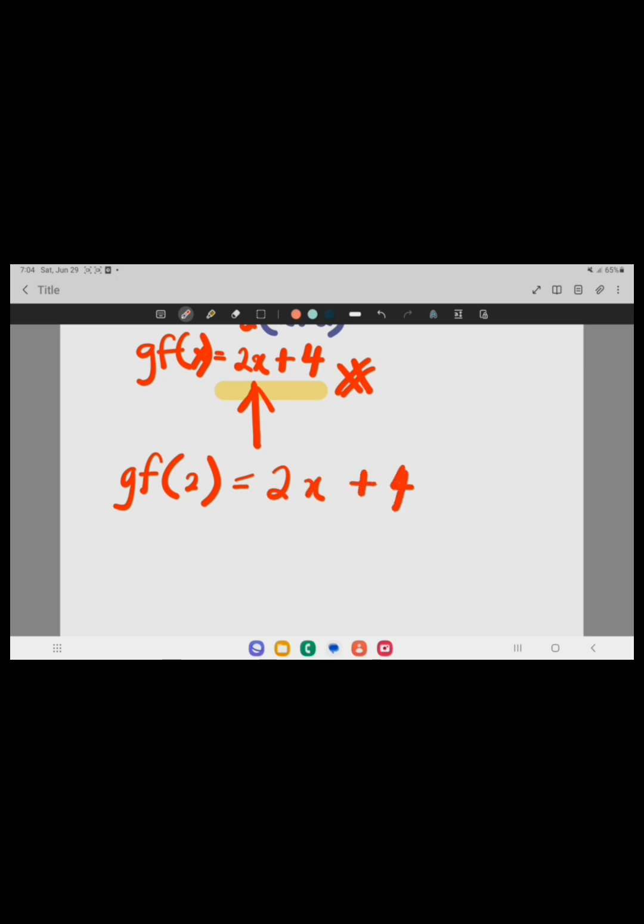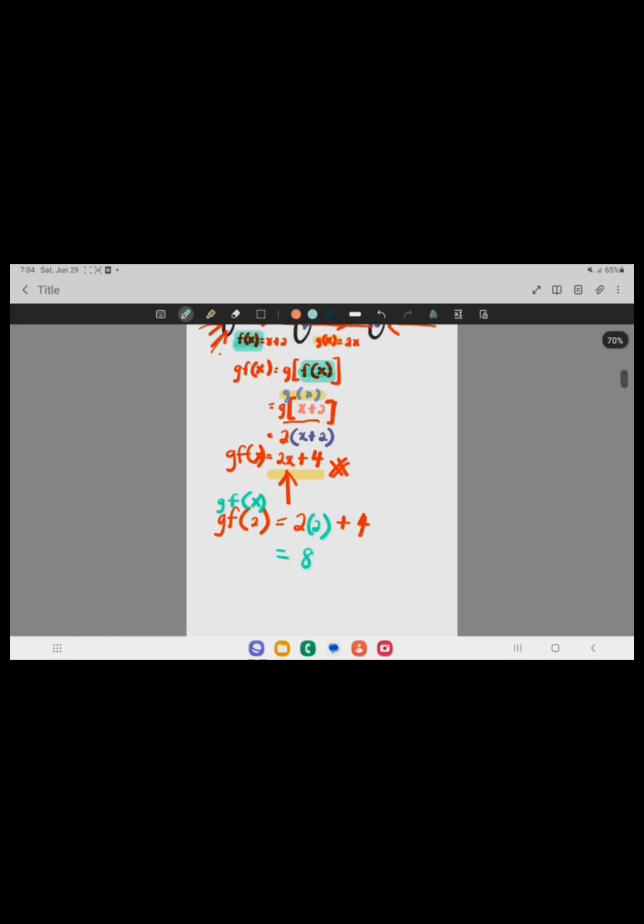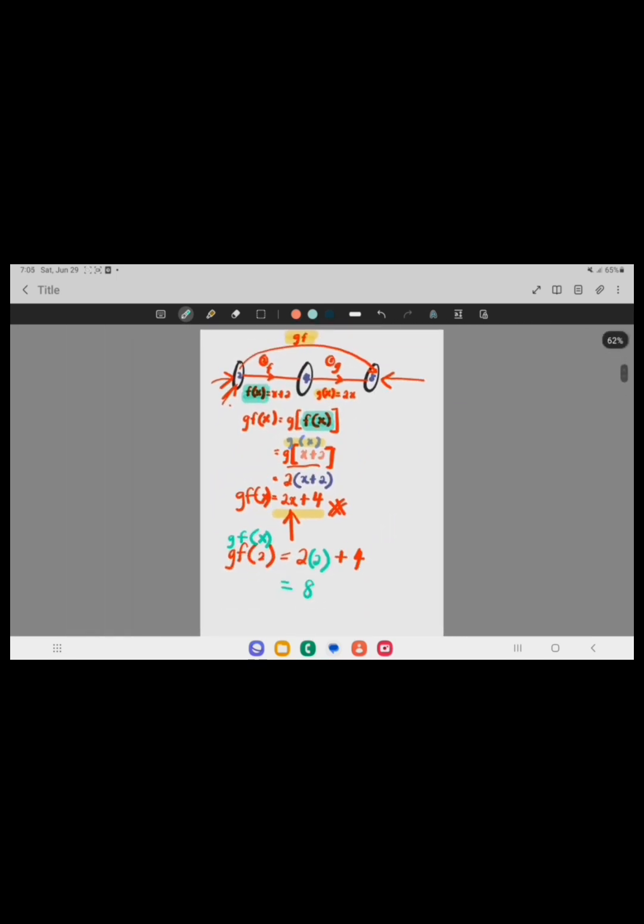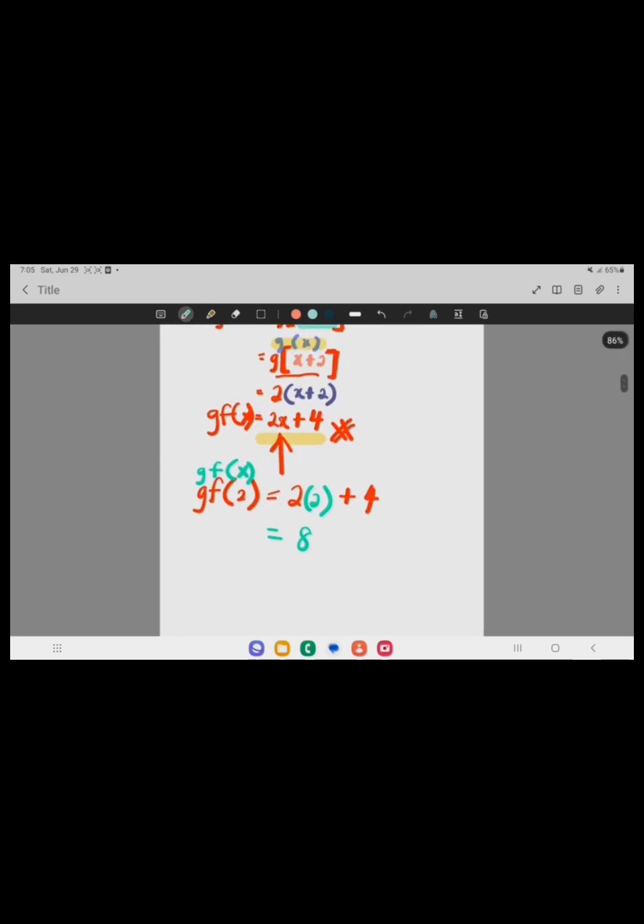Again, inside the bracket of gf, it must always be an x. So we just substitute the x with 2. This is the function of gf(x), but we want to find gf(2). So you just erase the x and substitute it with the number 2, and then press your calculator, you will get 8. As you can see, if I substitute the x value with 2, I will get the number 8 at the end. So from 2 to 8, this is your function, right? Are you getting back the 8? Yes. So this method is really workable.